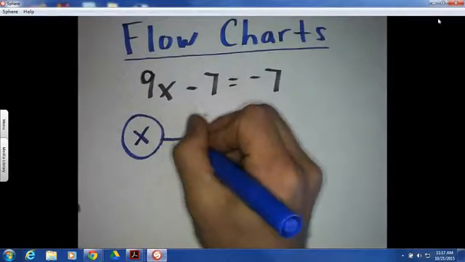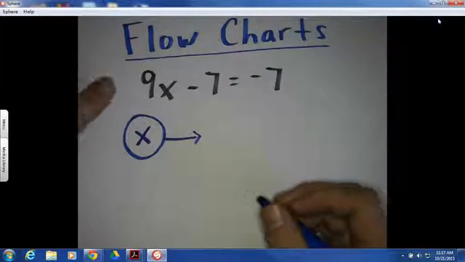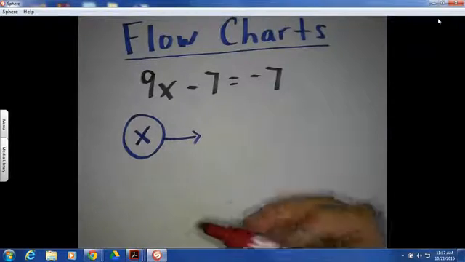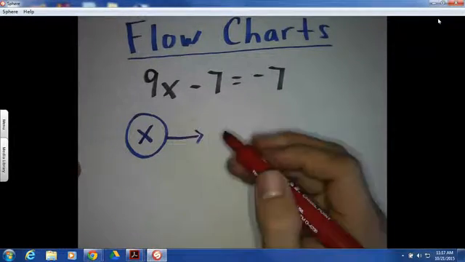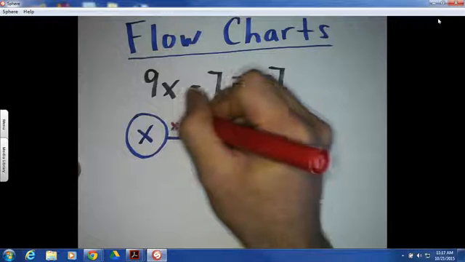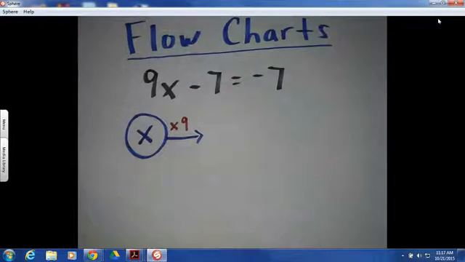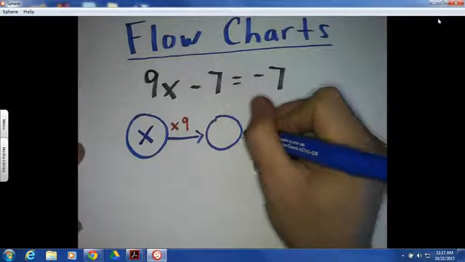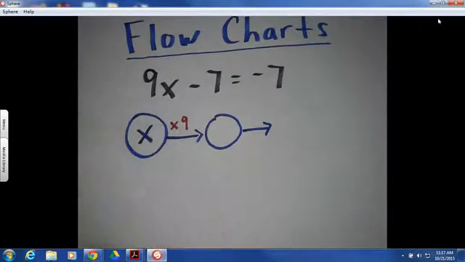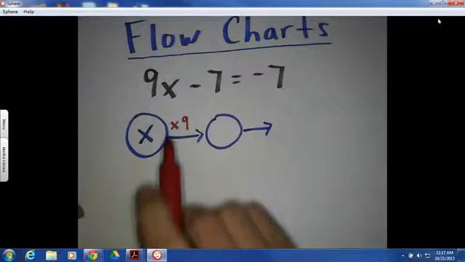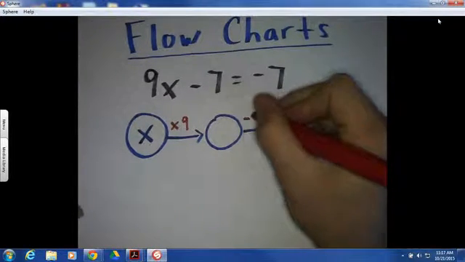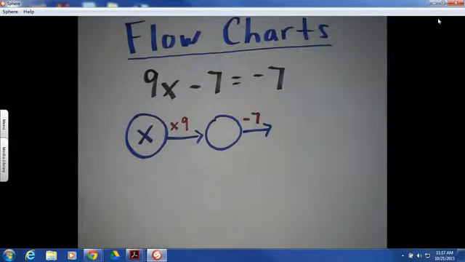Okay. Next thing we want to do is ask ourselves what happens to x first, and you can see that the first thing that happens to x is that it's multiplied by 9. Okay, draw another circle. So first x is multiplied by 9. What's the next thing that happens to x? It's being subtracted by 7. So we go minus 7 there.